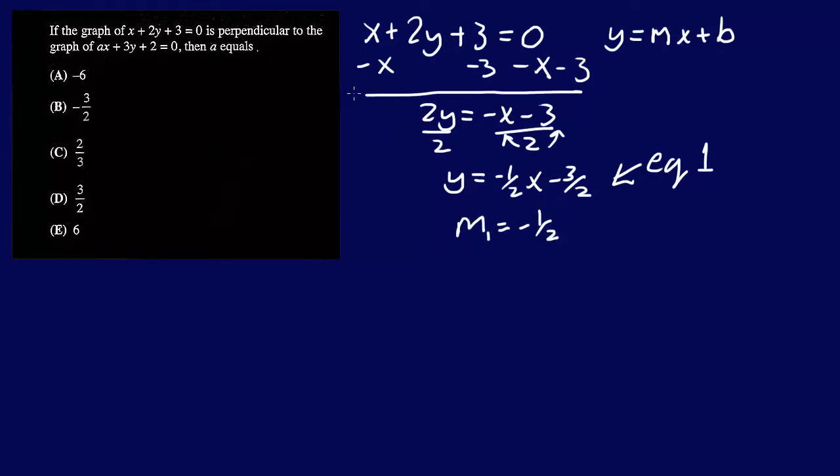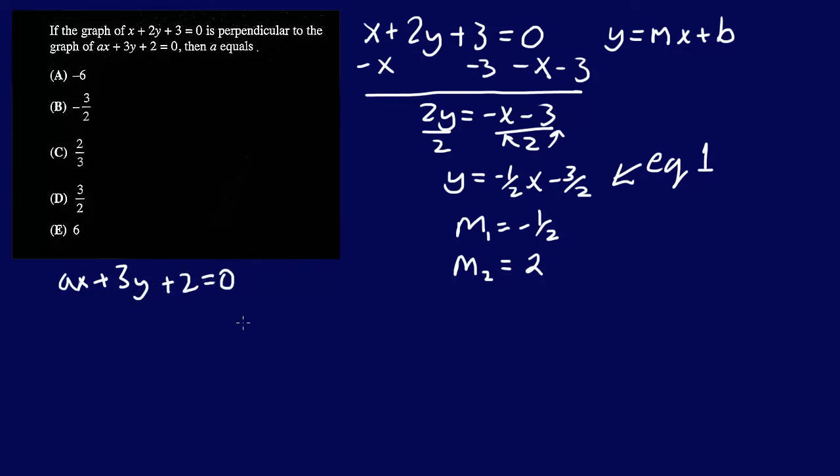Well, the second equation is perpendicular to the first equation, so we know that it's going to have a slope that is the negative reciprocal of the first equation's slope. The negative reciprocal of negative 1/2 is just positive 2. With that in mind, let's go ahead and look at the second equation: ax plus 3y plus 2 is equal to 0.